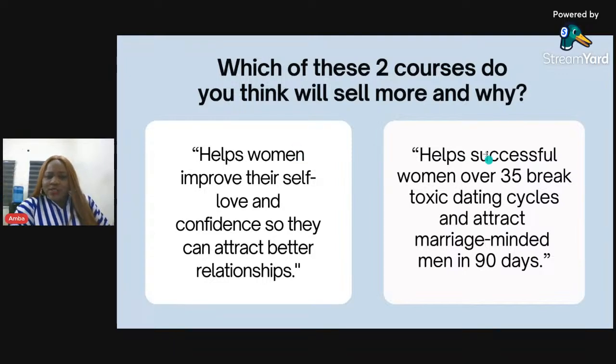Now, look at this one. She says, help successful women over 35 break toxic. See where it starts from. She starts from successful. She niches to a specific group of people. That means, one, you have to be successful. Two, you are over 35. You see what she did there? She aimed for the person who has marriage top on her agenda.